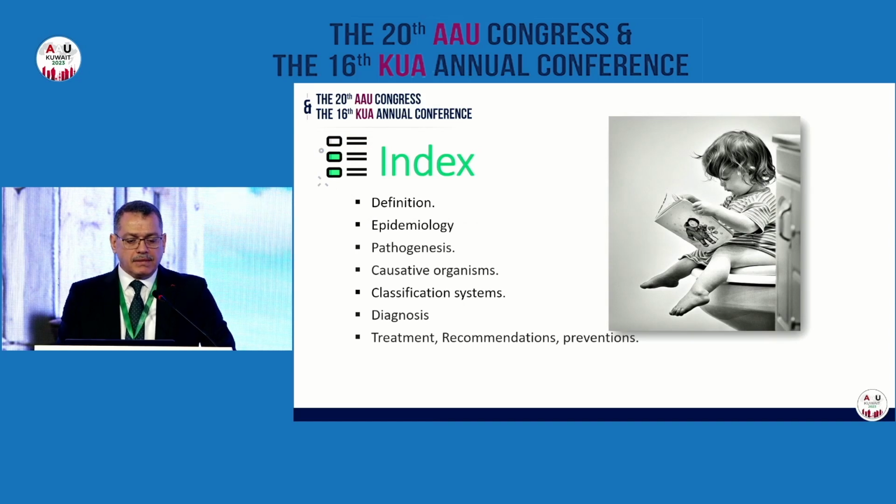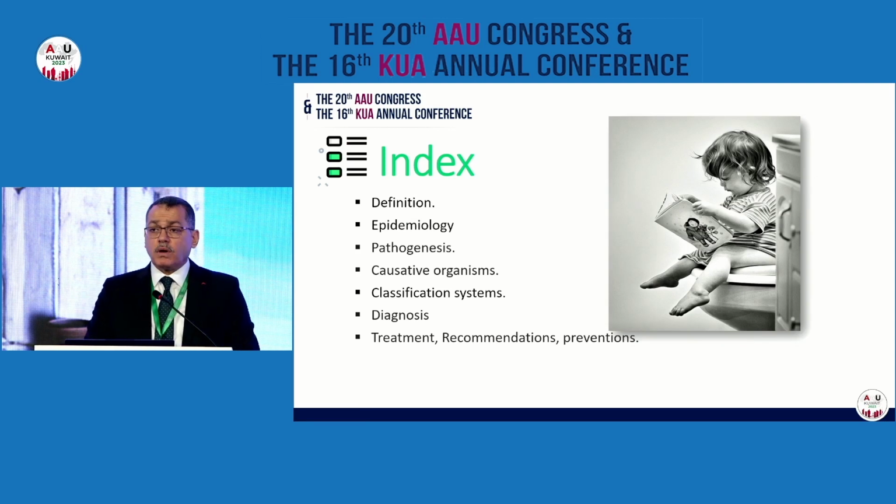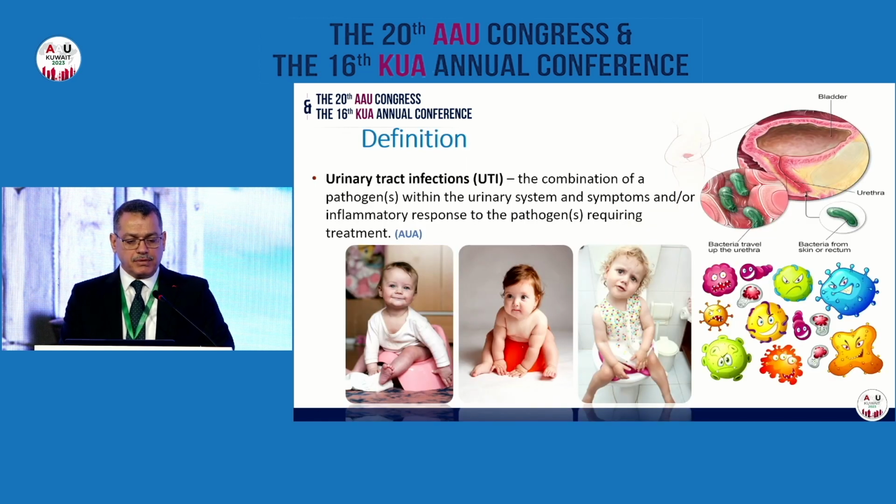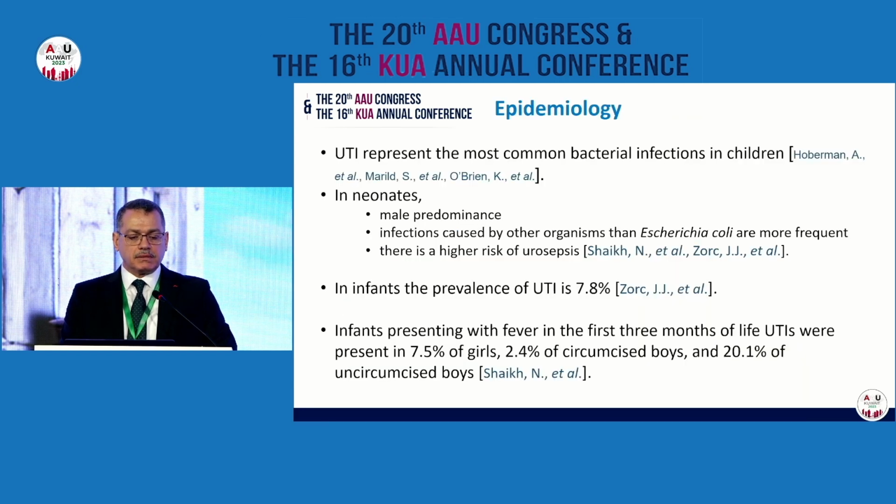The index of my talk is going to be about the definition, epidemiology, pathogenesis, causative organisms, classification systems, diagnosis, treatment, recommendation and prevention. According to the American Urological Association, the definition of UTI, or urinary tract infection, is a combination of pathogens within the urinary system and symptoms and/or inflammatory response to pathogens requiring treatment.